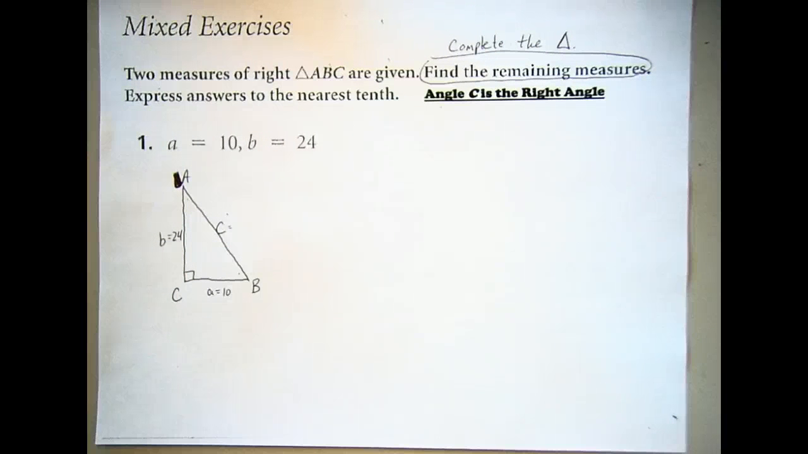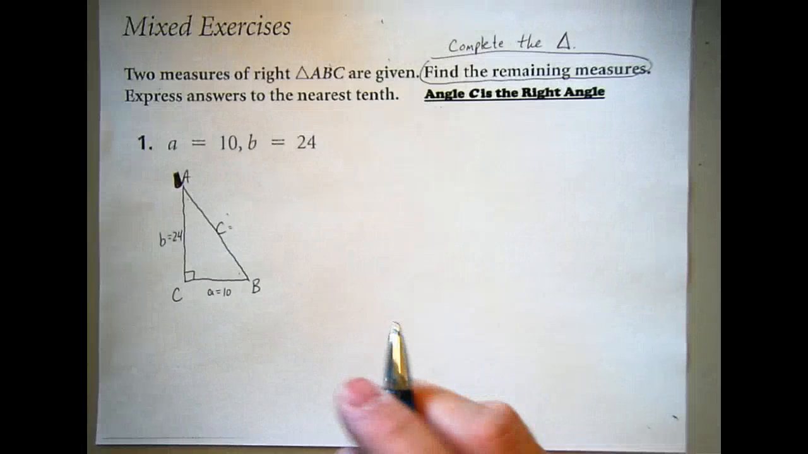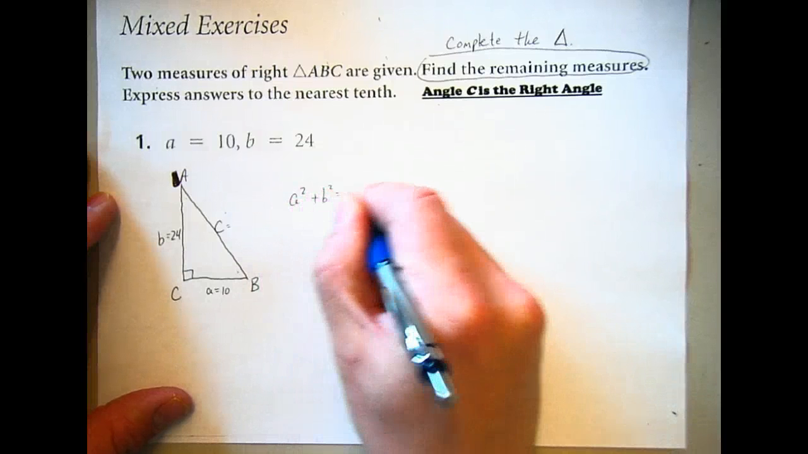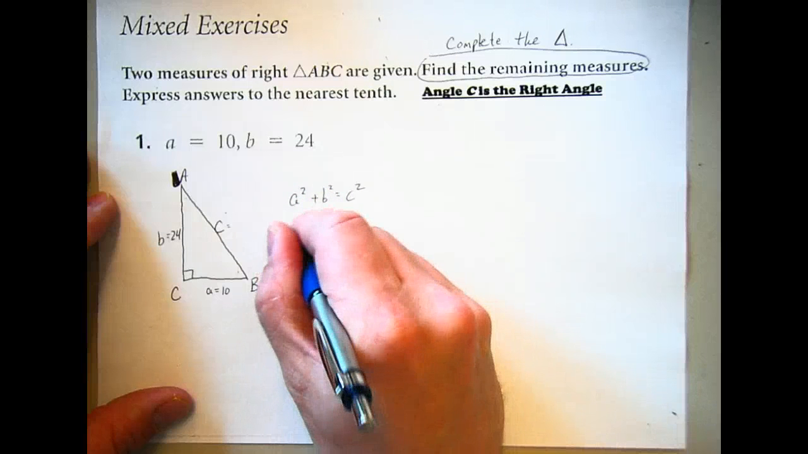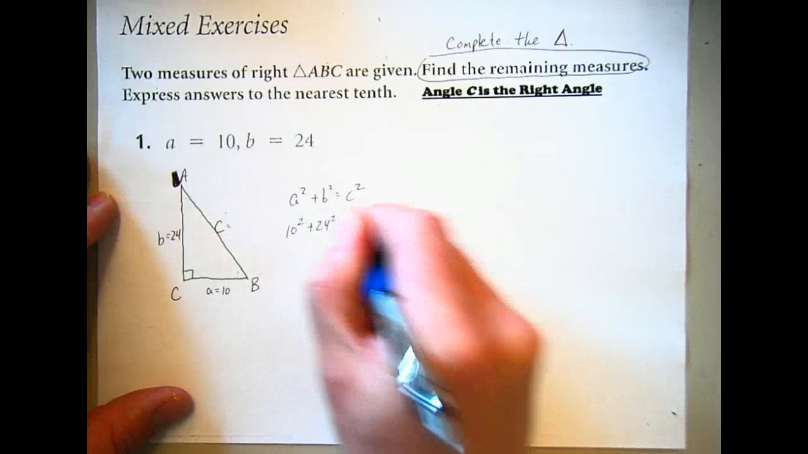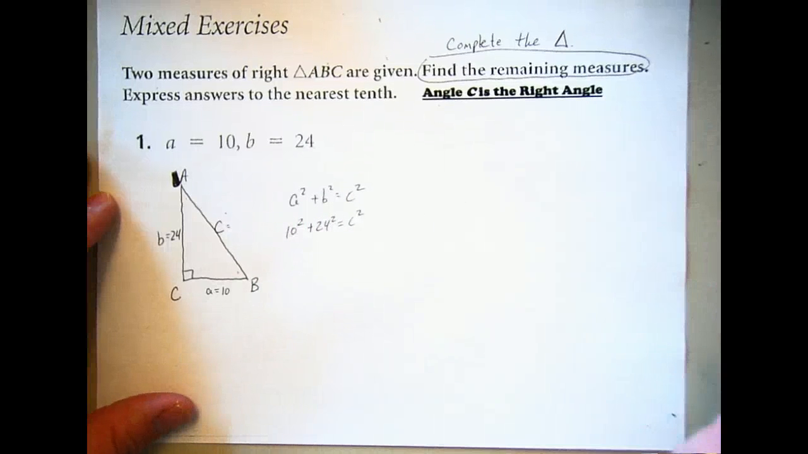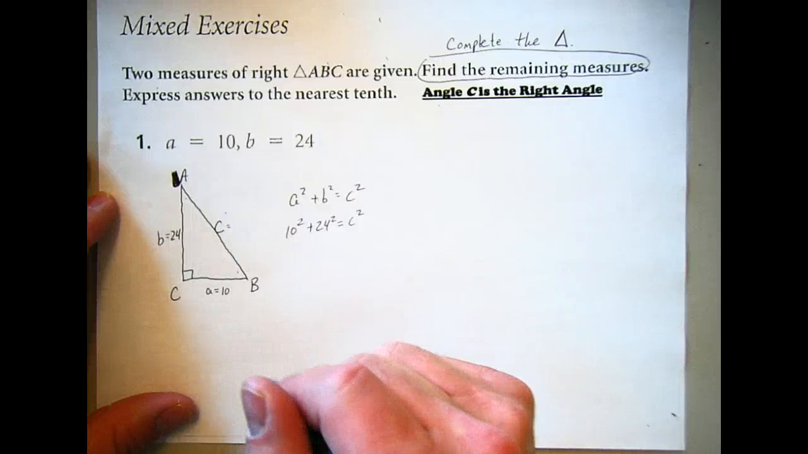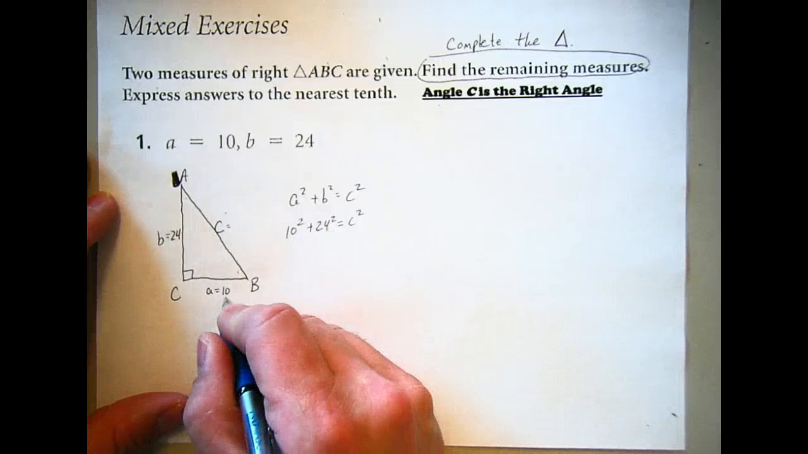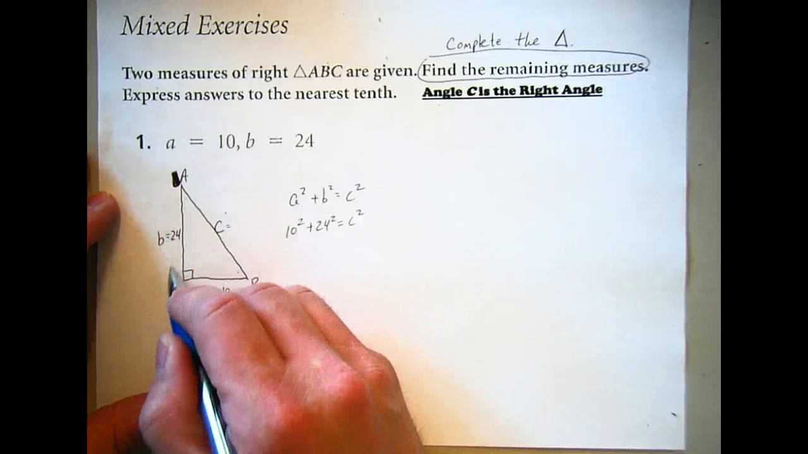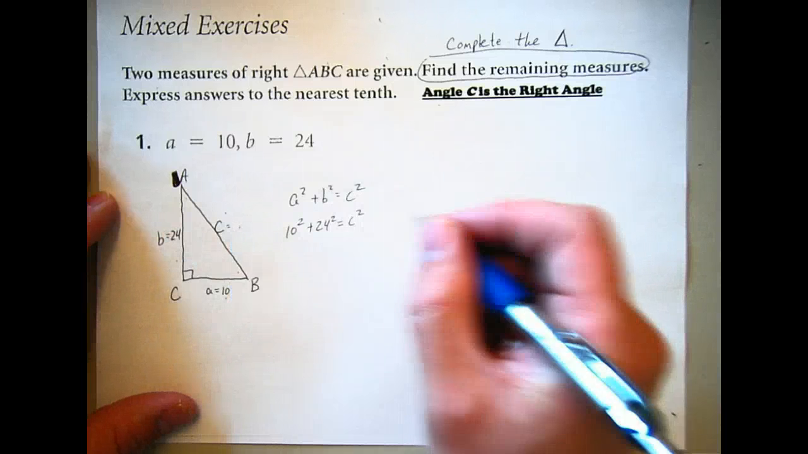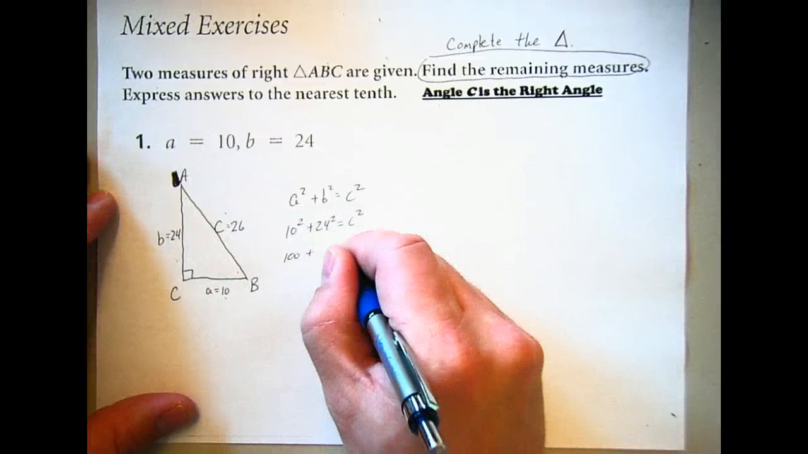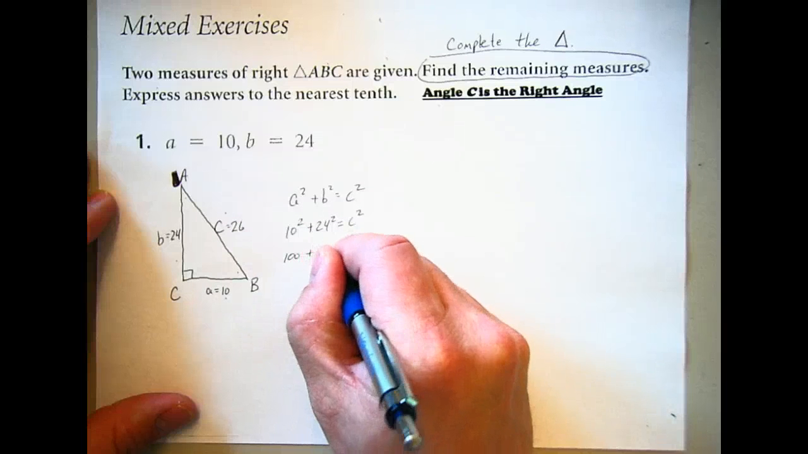Go ahead. Stephanie, what do you got? 10 squared plus 24 squared equals c squared. Good. You can do a squared plus b squared equals c squared. So in this case, 10 squared plus 24 squared equals c squared. I hear some of you saying Pythagorean triple. What triple is it? 5, 12, 13. Good. This is 5 doubled, this is 12 doubled, this is 13 doubled. So this is going to be 26. But if we finish this off, it'd be 100 plus 576 equals.